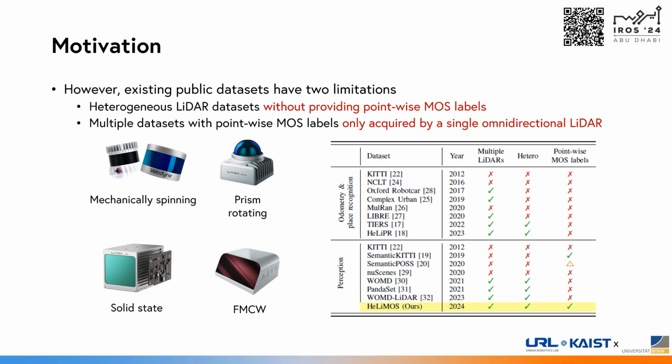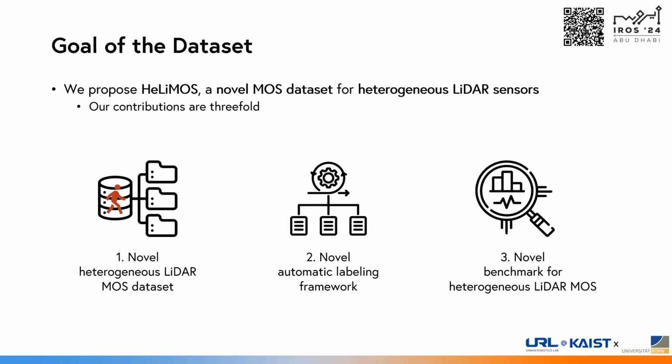However, we see that existing public datasets have two limitations for evaluating the generalization capabilities of heterogeneous LiDAR MOS. First, existing heterogeneous LiDAR datasets do not provide point-wise MOS labels. Second, multiple datasets with point-wise MOS labels are only acquired by a single omnidirectional LiDAR. To tackle these limitations, we propose HeLiMOS, a novel moving object segmentation dataset for heterogeneous LiDAR sensors.